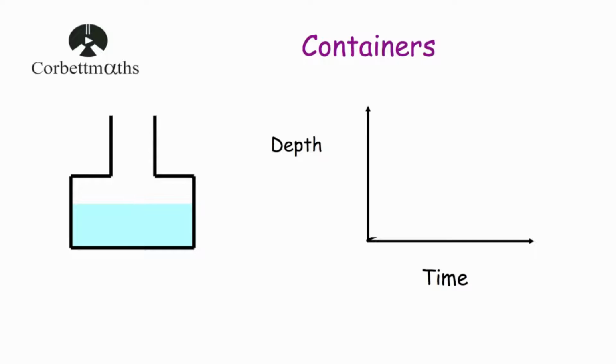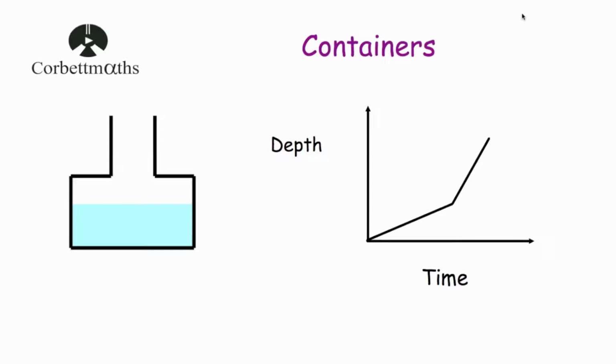So the graph would look something like this, where to begin with, the depth of the water is increasing, but it's increasing quite slowly, and then whenever you get to this neck of the vase or the neck of the aftershave bottle or whatever, it then starts filling up more quickly, so the depth of the water starts rising more quickly.